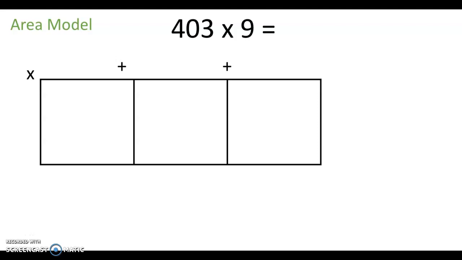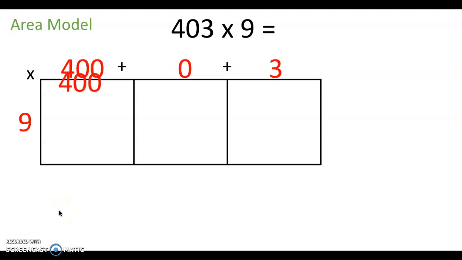403 times 9 using area model. We're going to make sure we draw a box that has 3 spots in it for our 3 digits. Then we will take 400 plus 0, because that 0 in the tens place is still worth 0, plus 3, with our 9 on the side.